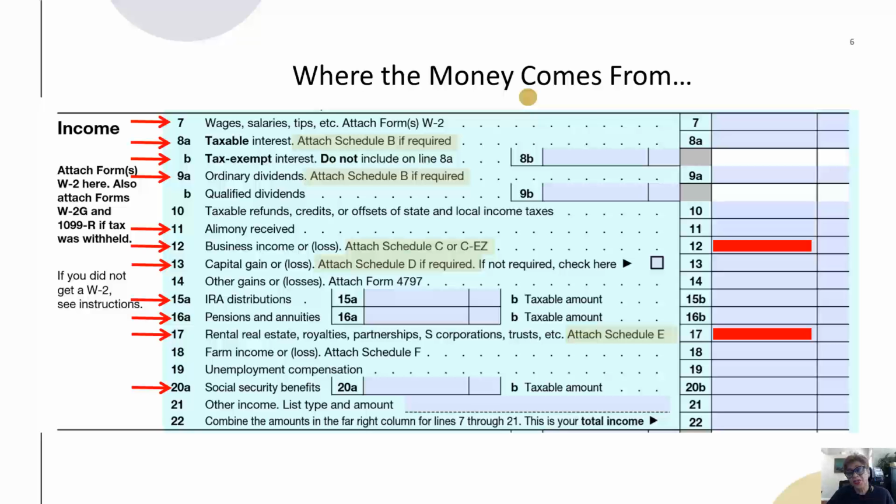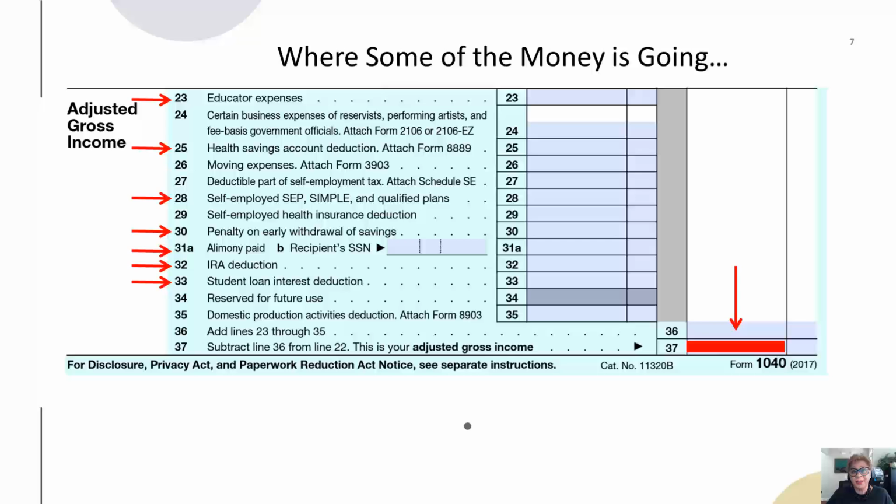When you start to look at Social Security benefits, if you do not see a taxable amount, that means that they're not making a lot of money, which you will have seen earlier on this particular slide. So now, we've seen where the money is coming from. Let's see where some of it's going.